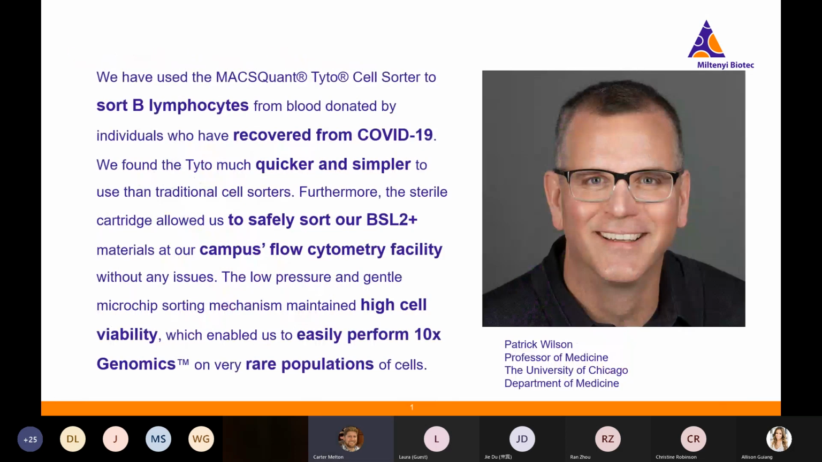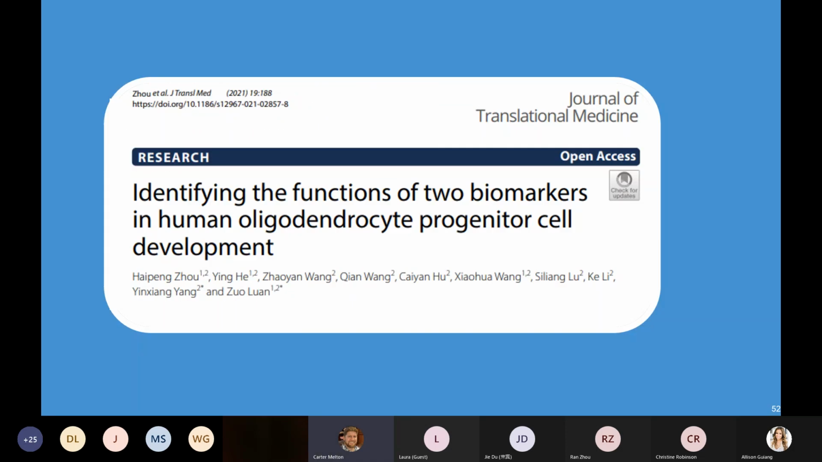And here is the actual testimonial, just saying that they did use the MaxQuant Tito to sort these B cells from patients with COVID-19. And it was very quick and simple. And since the Tito is a cartridge or closed system, you can sort with minimal risk or hazard to the operator. And it does give a high cell viability. So let's go to the next slide.